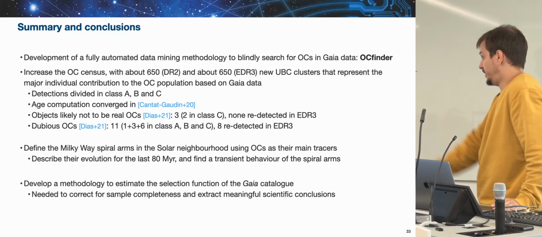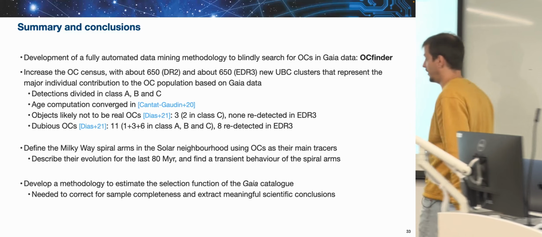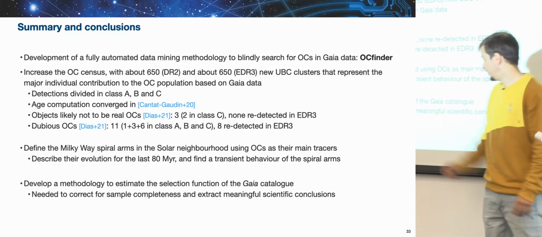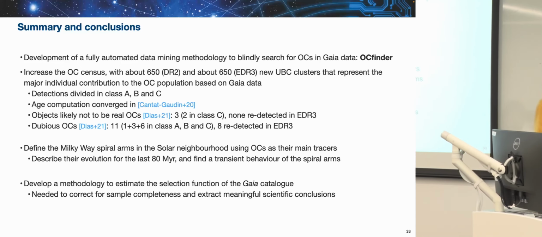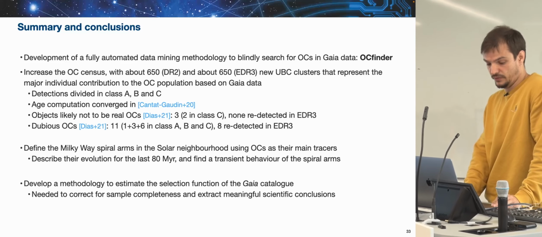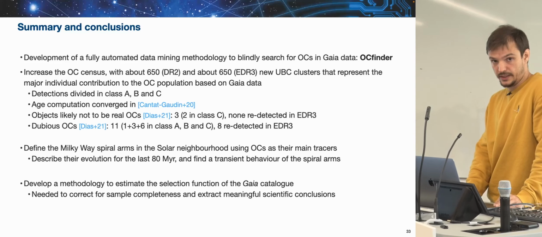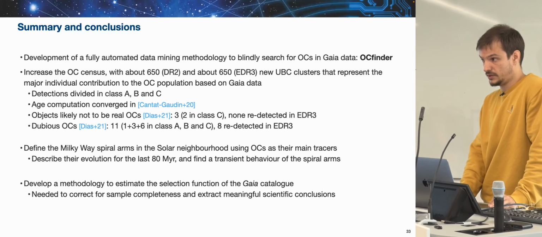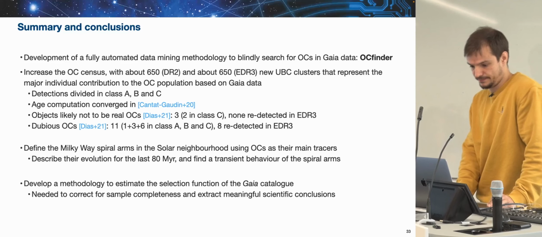And then at the end, I showed how we develop an estimation of the selection function for the Gaia catalog, which is necessary to extract meaningful conclusions. And I will finish here. I'll take any questions. Thank you very much.